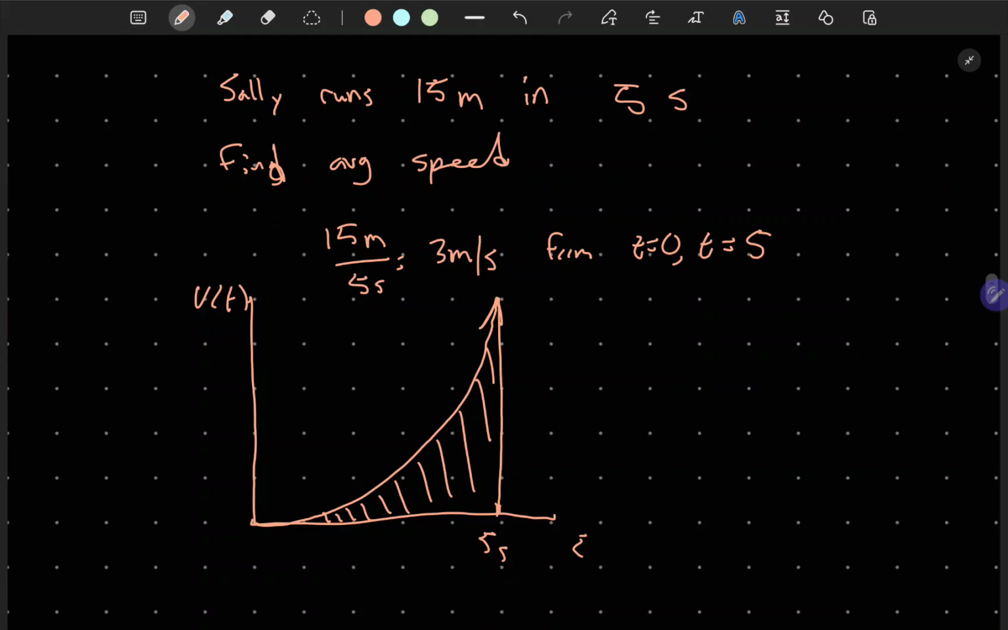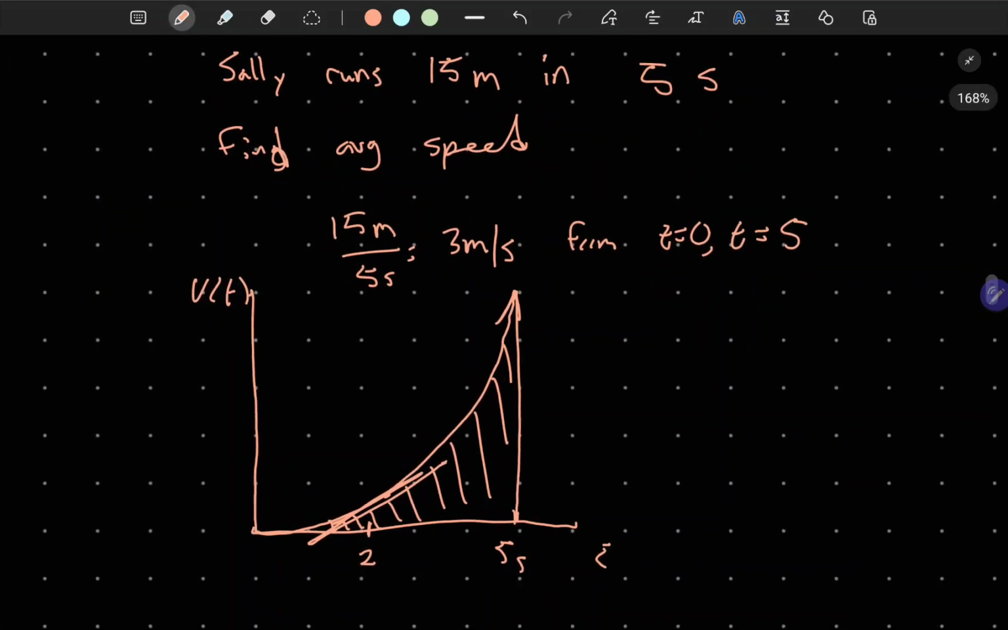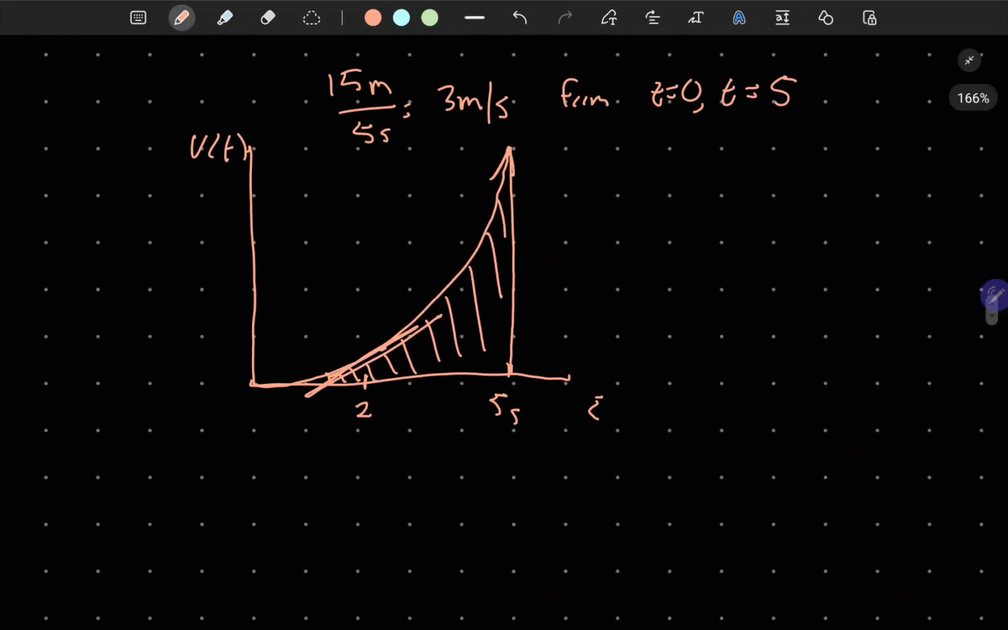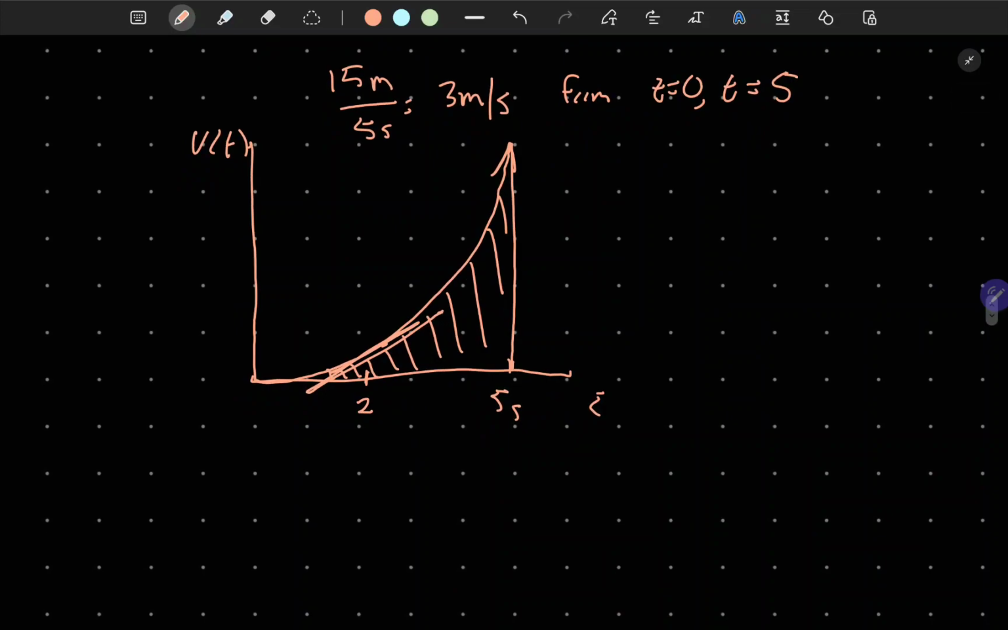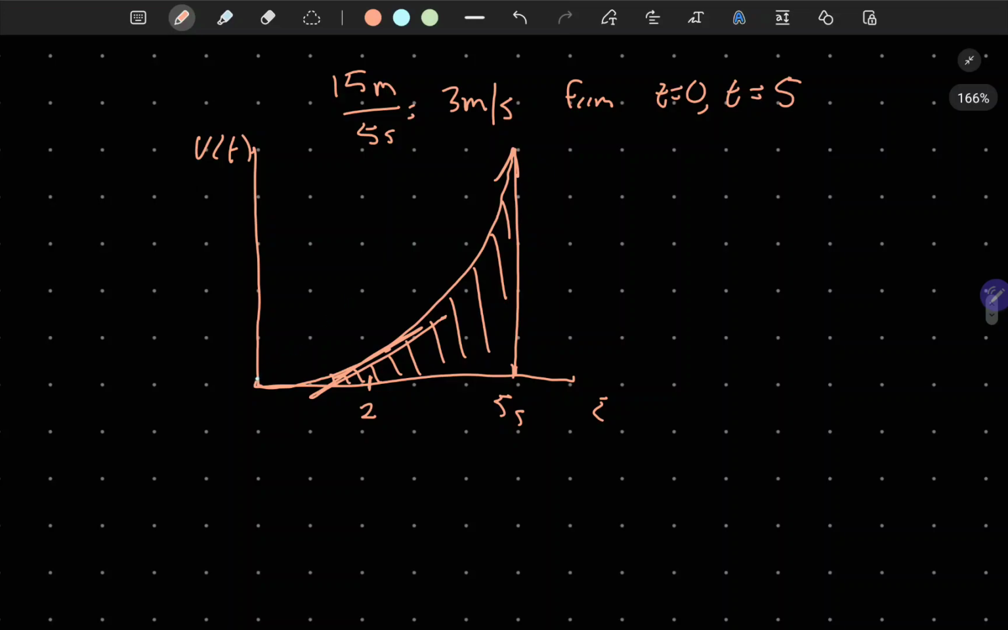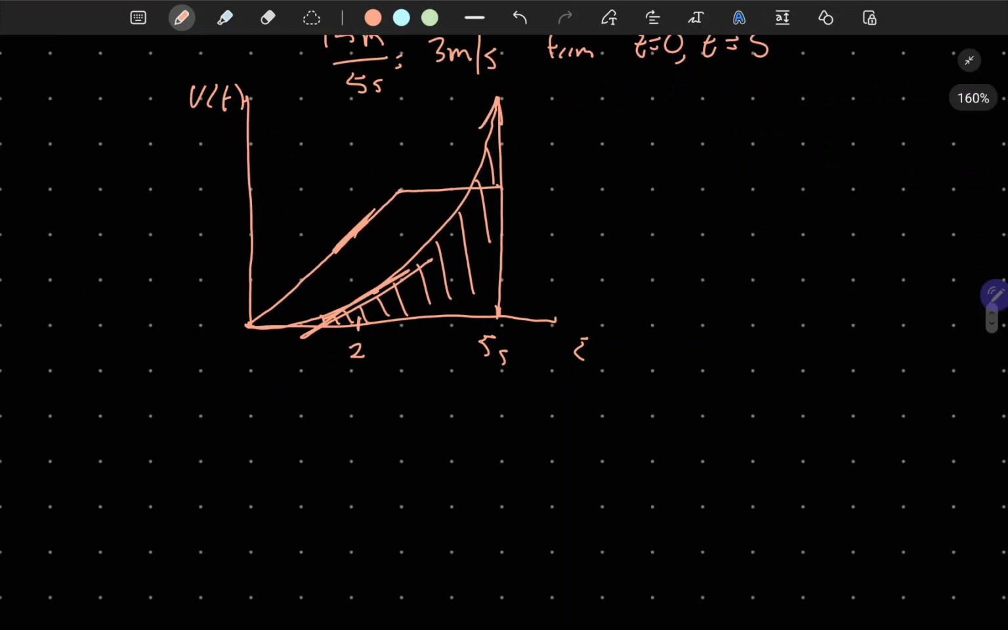So if I wanted to find out what her speed is at 2 seconds, I would have to find the slope here. Unfortunately, the only way we're able to do that is with calculus. So in AP Physics 1, you don't need to worry about that. But if it was a more simple graph, something like this and then like that, and that somehow still added up to 15, then you could just tell that her speed at the 2 second mark was 1 meter per second.